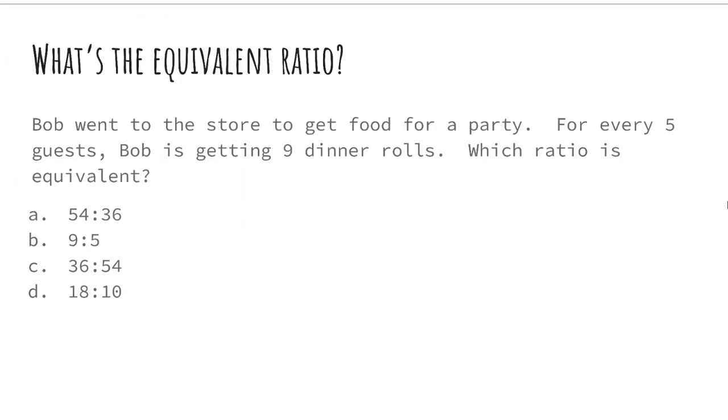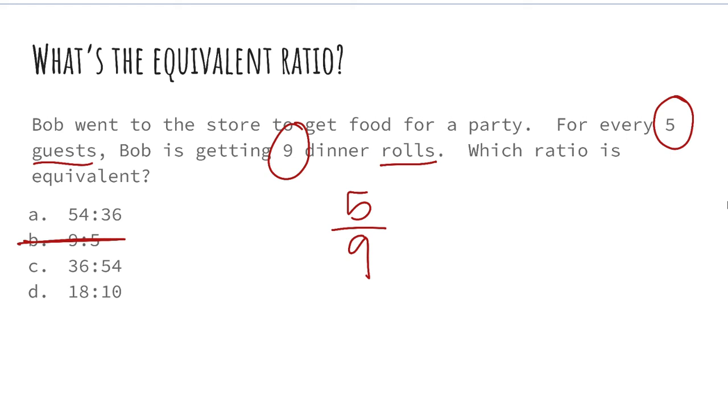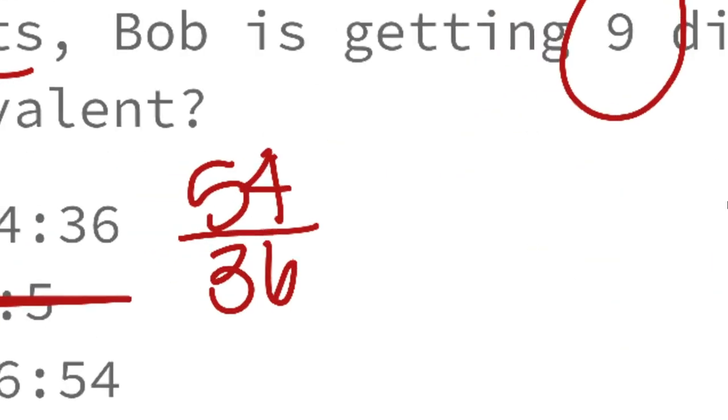What's the equivalent ratio? So it says Bob went to the store to get food for a party. For every 5 guests, Bob is getting 9 dinner rolls. Which ratio is equivalent? So I'm doing 5 to 9. So right now, 9 to 5 is no-go, right? Okay. So I need to simplify these down. 54 over 36.